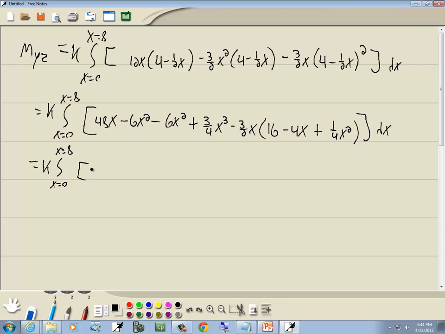And then I got 48x minus 12x squared plus 3/4 x to the third. Negative 3/2 times 16 gives us negative 48 over 2, negative 24x. Negative times the negative is positive 6x squared. Gee, I was going to do it again. Minus 3/8 x to the third, dx. Minus 48 over 2 is minus 24. That's 12 over 2, 6x squared, minus 3/8 x to the third.